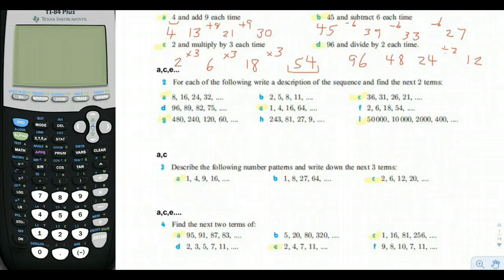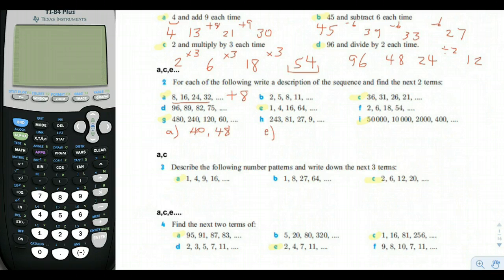So if we have 8, 16, 24, 32, let's see, it looks like addition, and it looks like they're adding the same number every time, which appears to be 8, right? So if we wanted to find the next 2 terms, we would put 32 plus 8, which is 40, and we would put 40 plus 8, which is 48. Let's see, what about for E?